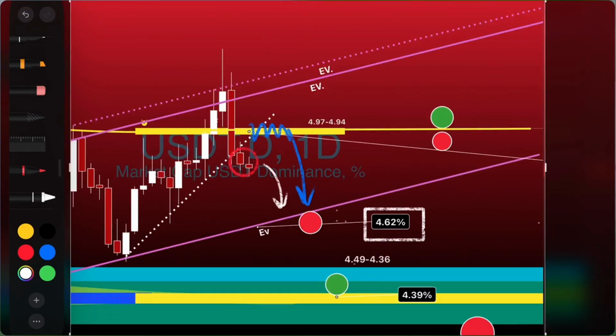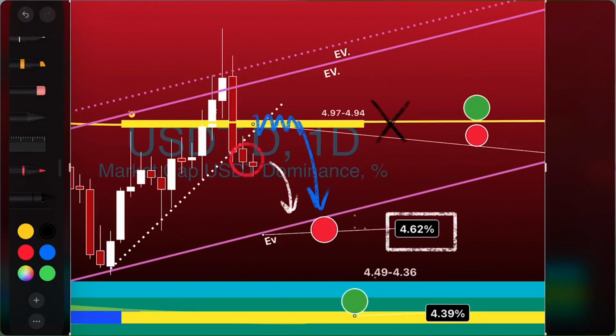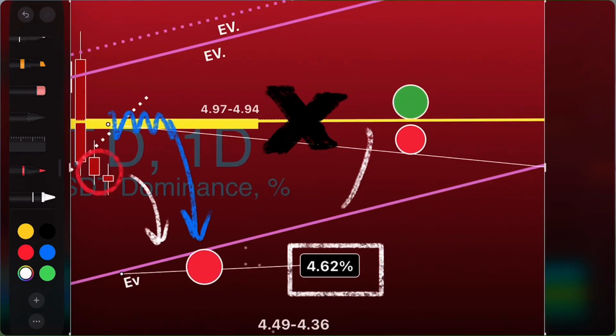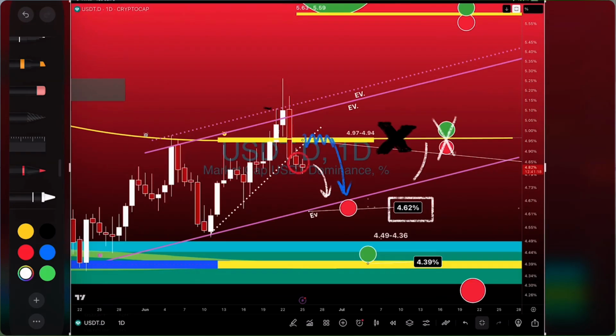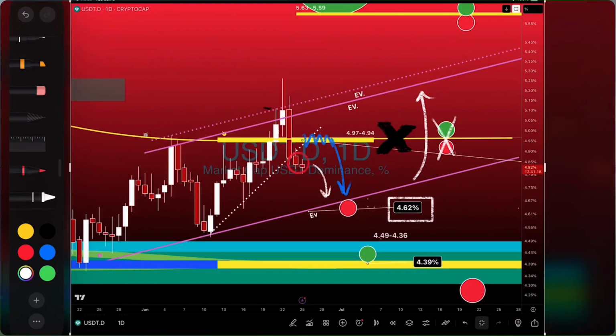4.69. Okay, this does not mean this acts like resistance anymore. This does not. It's already been cracked with solid closes here and here. So this is really critical to understand. If we go back up, your safety net is gone. Okay, this has been cracked, but this safety net is gone, which means if we bounce from here, we're not stopping here to check in. We don't need to stop and check in anymore.